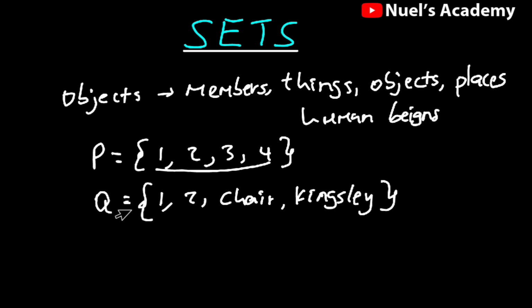Now, this Q here is not a set because the members of this set, which are the elements, are not well defined. You understand? It contains figures or numbers, it contains objects, and then it contains the name of a person. So it can't be a set. A set must be well defined. It contains only objects, only numbers, or only names of human beings. Alright, so this is not a set.